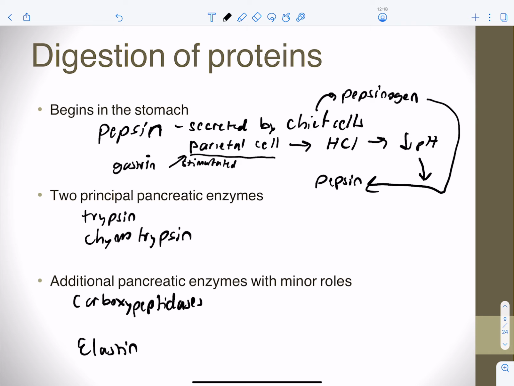Now, other things that can trigger your parietal cells to become stimulated are acetylcholine from neural input, which can also stimulate your parietal cells, and histamine can also do the same thing. And so you have your endocrine system through gastrin, so this is endocrine. And then you have your neural acetylcholine. And then you have your paracrine from histamine.